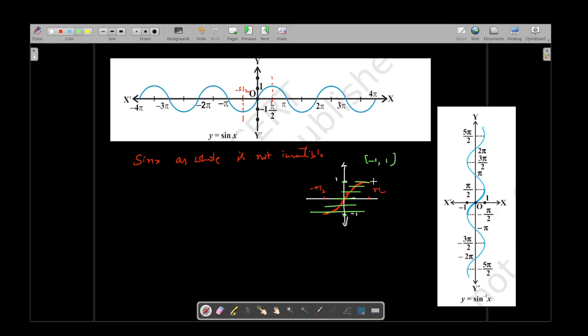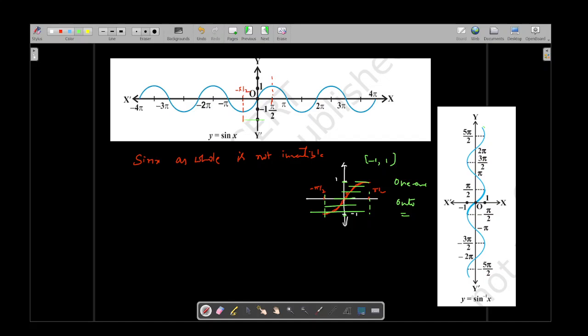So in this interval, that is from minus pi by 2 to pi by 2, and in the range minus 1 to 1, the sine function is both 1-1 and onto. So in this interval, sine is invertible.